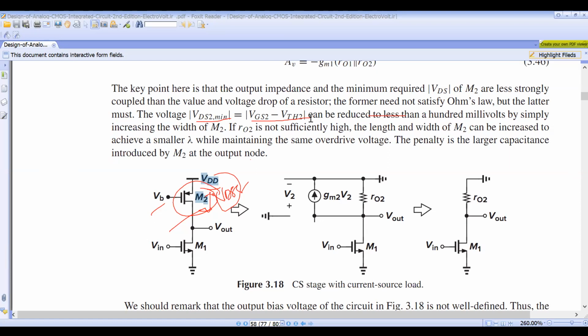How to increase the R0? Very simple. If W is more, automatically resistance will be more. If the device width is more, resistance will be more. So that is what he wrote. If R02 is not high, do one thing: increase the W value of M2, not the L value. What happens whenever W is increased? Lambda becomes small, there is no channel length modulation problem, and there is no overdrive problem. But here is one problem.